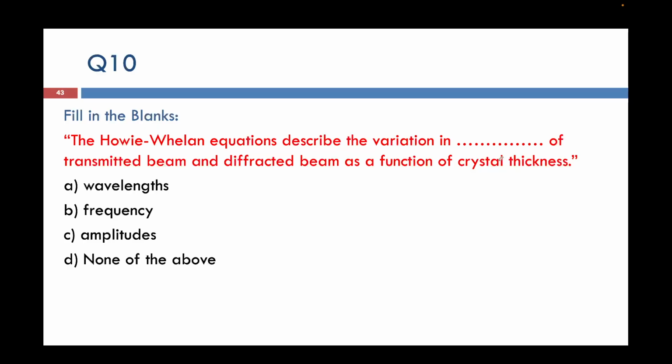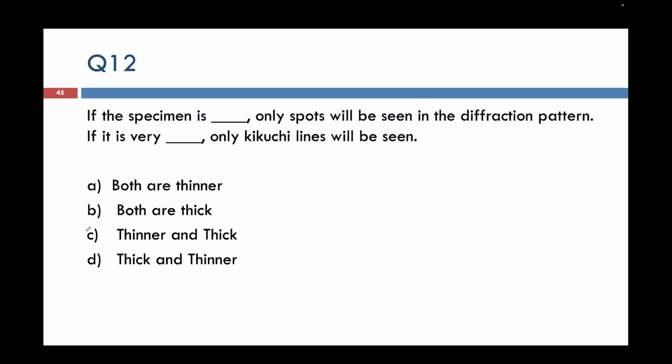So one of the contrast mechanisms is diffraction contrast, right? In diffraction contrast, when we talk about how we can get the intensity of a diffracted point, related to that we get the amplitude of the diffracted beam and the amplitude of the direct beam. From that we get the Howie-Whelan equation. So that means this is the amplitude, right? The fringe contrast we have not gone through.